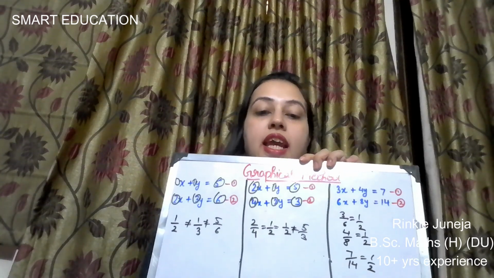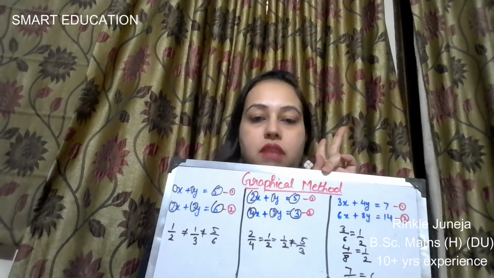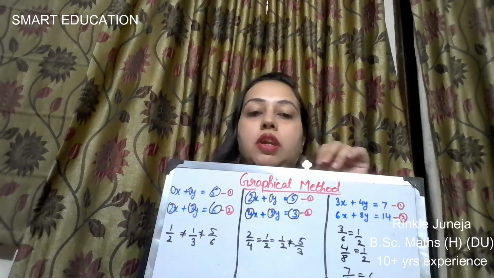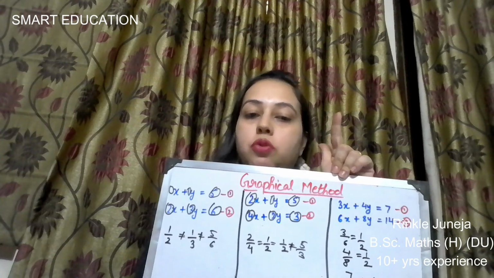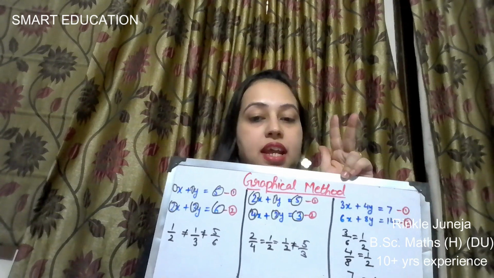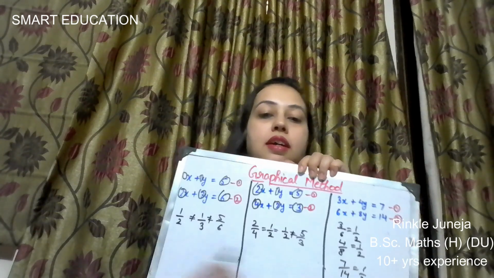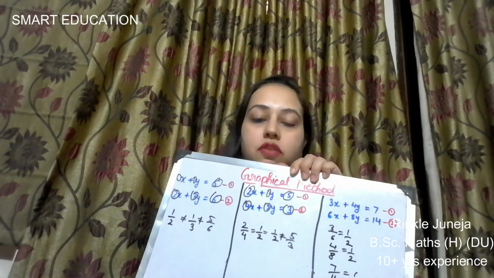So did you note? If we are given any two equations and we need to find out whether it will have a unique solution, no solution, or infinitely many solutions, this is the method to find it. Let's just generalize the statement.